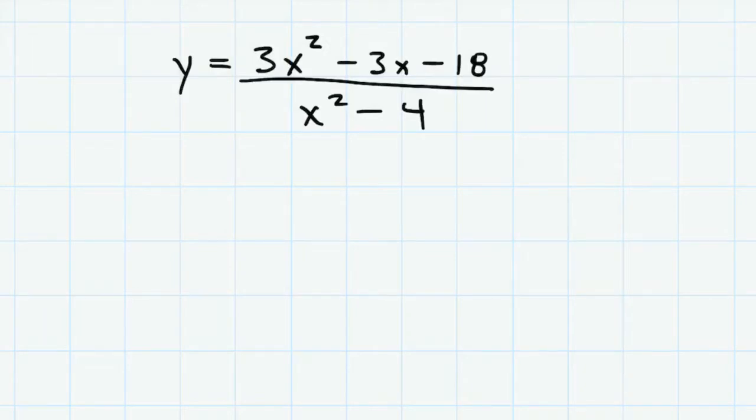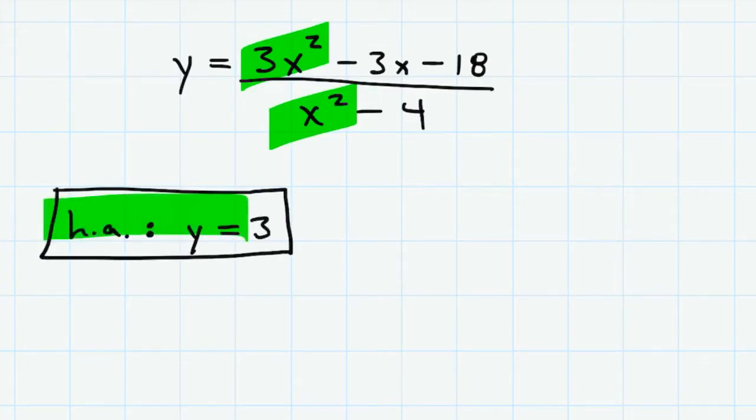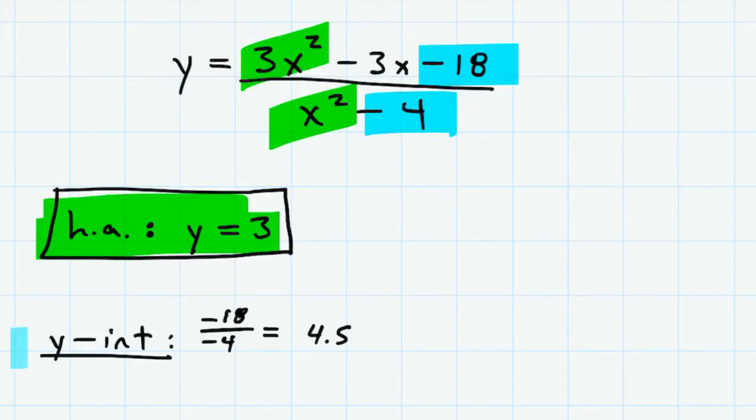Okay, first thing I'm going to do is look for my horizontal or slant asymptote. Because it's x squared over x squared, I'm just going to be dividing those two. So 3x squared divided by x squared is just 3. So I know this has a horizontal asymptote of 3. Now I'm going to find my y-intercept. I just divide the constants. So negative 18 divided by negative 4, well, 4 goes into 16 4 times, so this is 4.5.